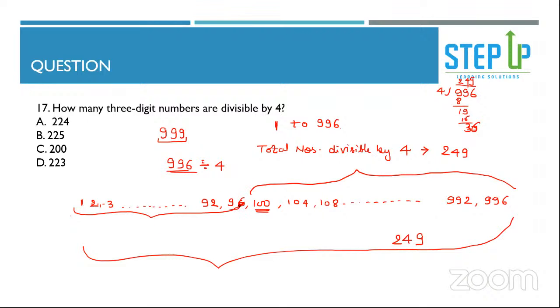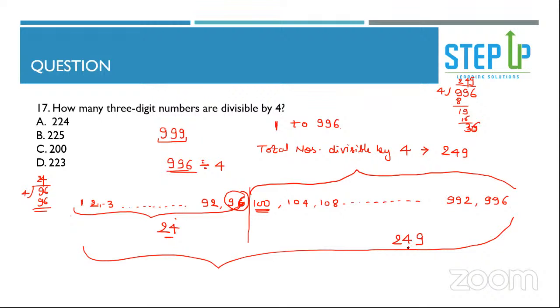Now I know that 4 into 25 is 100. So how many numbers would be before that? I'm dividing 96 by 4, and 24 into 4 is 96. So there will be 24 multiples of 4 which are before 100. So 24 here, and in total we have 249, right?